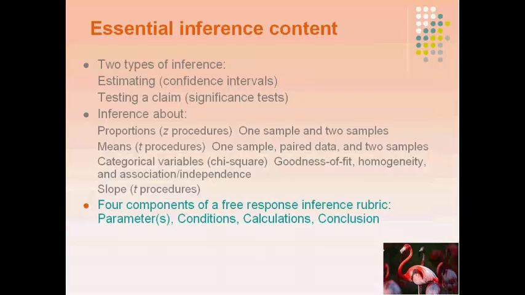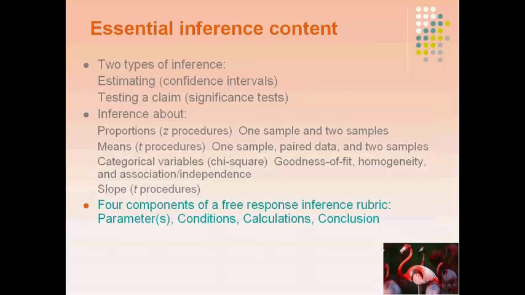And if the students do a good job of defining their parameters in that first component, I find that they have a much easier time in the conclusion piece because they'll restate the parameter that they defined in the first component. In between, though, we've got some conditions that we need to check to be sure the inference method is appropriate. We need to do some calculations, and then we need to draw our conclusion in context based on the calculation that we did. So what I'm going to try to do is continue to mention that 4-part structure.